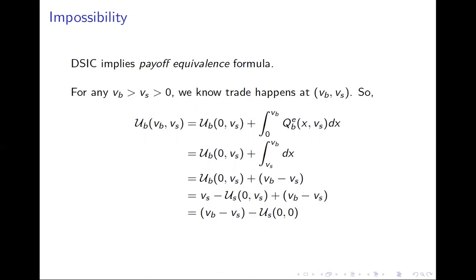Sir, is there any interpretation of the last equality? There's no interpretation at this point. All I'm saying is that I'm going to use these manipulations to get to a contradiction. I'm going to show that such a mechanism can never exist. At this point, I'm just saying that if such a mechanism existed, then it would have to satisfy all these payoff equivalence formulas, and we can use budget balance and efficiency to simplify them, which basically leads us to this being equal to this.